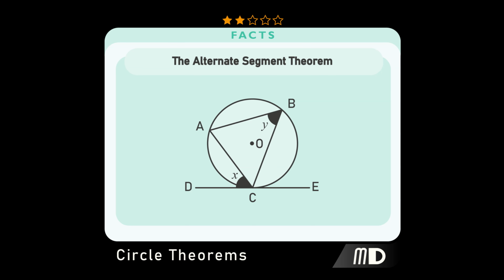Circle theorems are sets of rules that describe the relationships between angles, lines, and arcs within a circle. They provide a framework for understanding geometric properties within circles, and are useful for solving problems involving circles. The circle theorem we're going to investigate here is called the alternate segment theorem. This theorem is illustrated in this diagram.